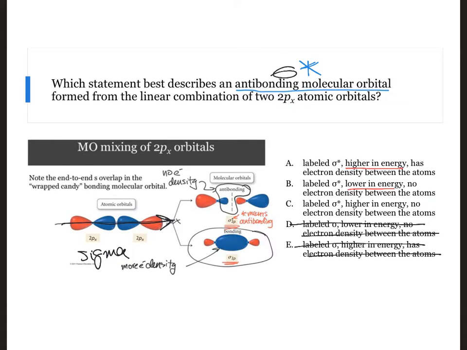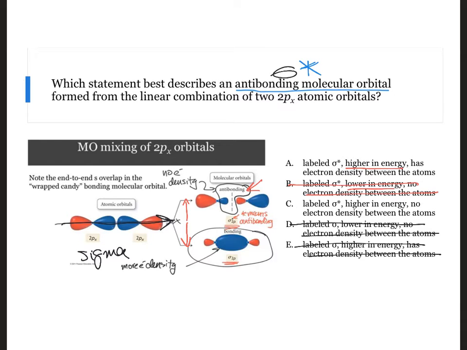If we look at the anti-bonding molecular orbital, we see that as much energy as we offset or lower in this bonding MO, we've got to raise the anti-bonding MO by that much energy. So anything that says lower in energy, we can now cross out.